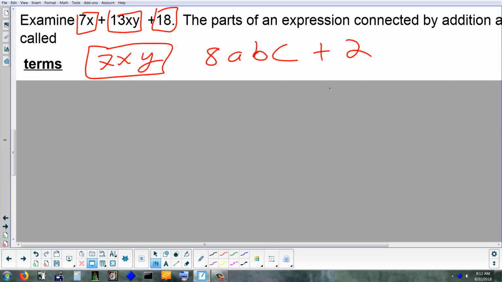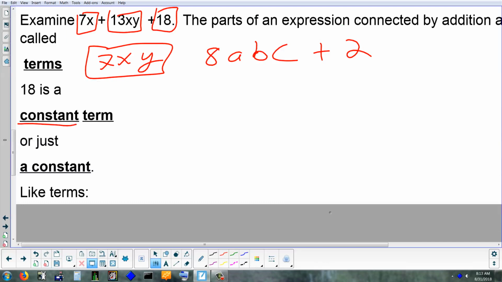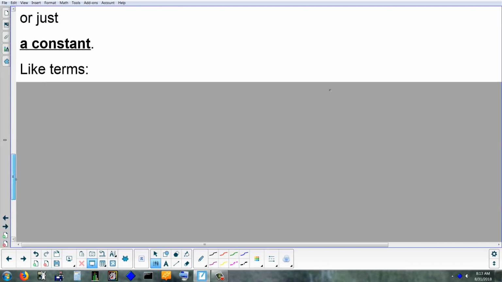And when you have a number by itself, what kind of term do we call that? It's not a variable, because variable means things can change. That can't change. So what's something that never changes? It's always a constant. So 18, 2, 7, that's a constant term. Or you can just call it a constant. Same thing.